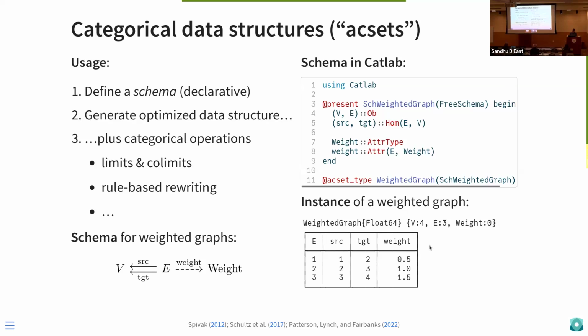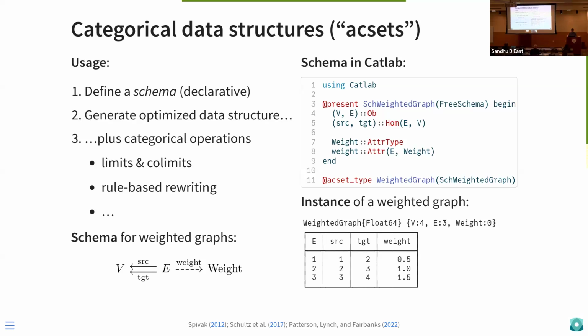And so here at the bottom is a tiny instance of data on this schema. So this is a weighted graph with 3 edges and 4 vertices. If you look at it, you can see that it's a simple kind of graph. It's a path graph, and there are some weights on the edges. So this is a very simple example, but the utility of this is actually a quite flexible way of describing data structures.